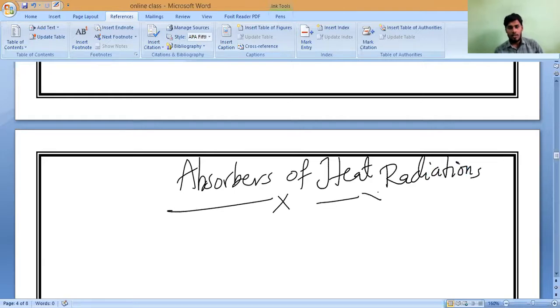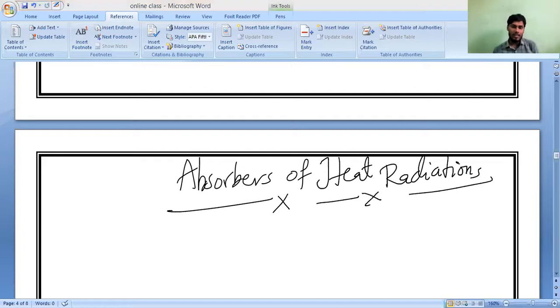Activity also I will say. Who is absorbing radiations? Can you say? Are we absorbing heat radiations or not? Definitely. Correct or not? Yes, sir. When we are playing on sunny days. Yes. Now, have you noticed it?